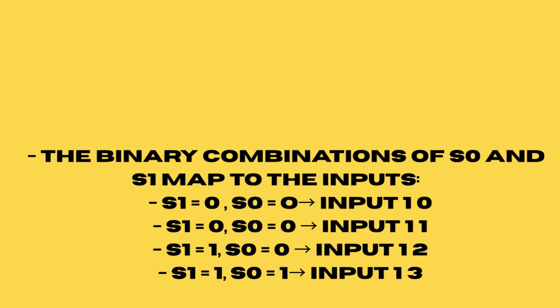S1 equals 0, S0 equals 0 → input I0. S1 equals 0, S0 equals 1 → input I1. S1 equals 1, S0 equals 0 → input I2. S1 equals 1, S0 equals 1 → input I3. Hope this makes a clear understanding.